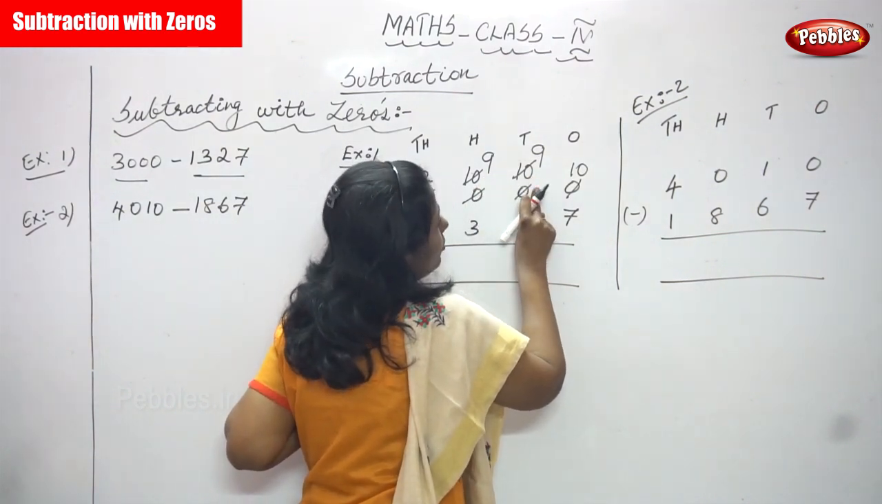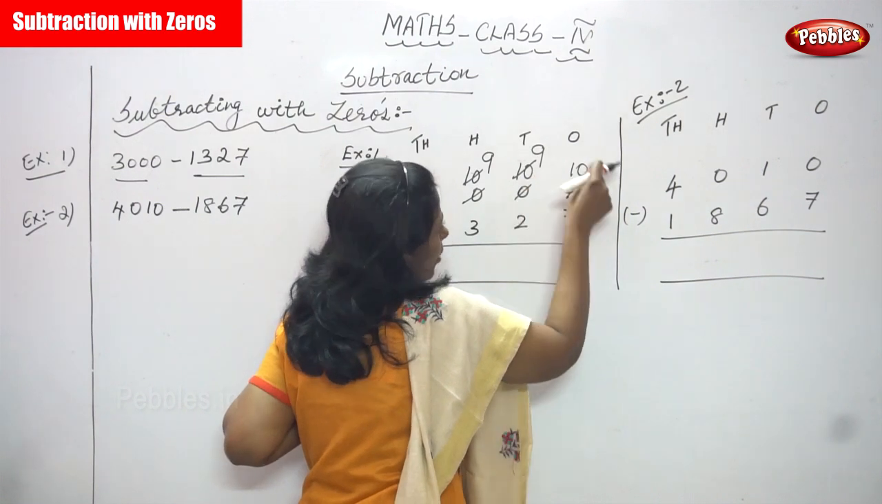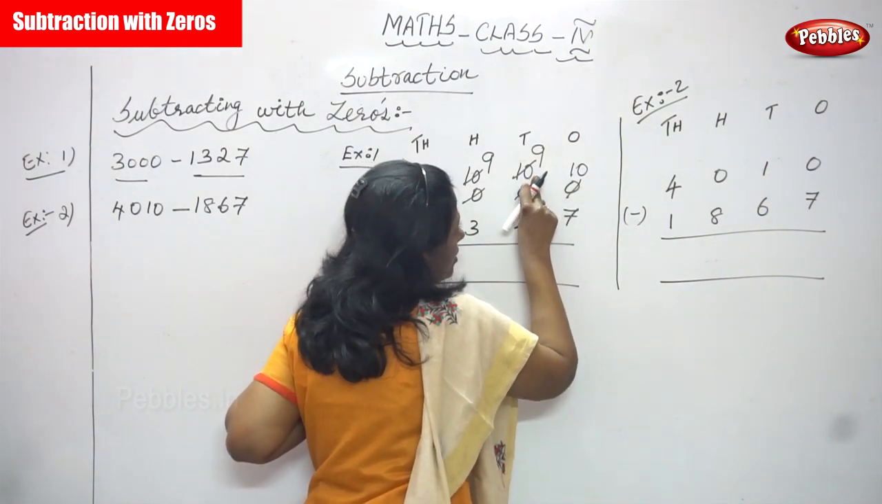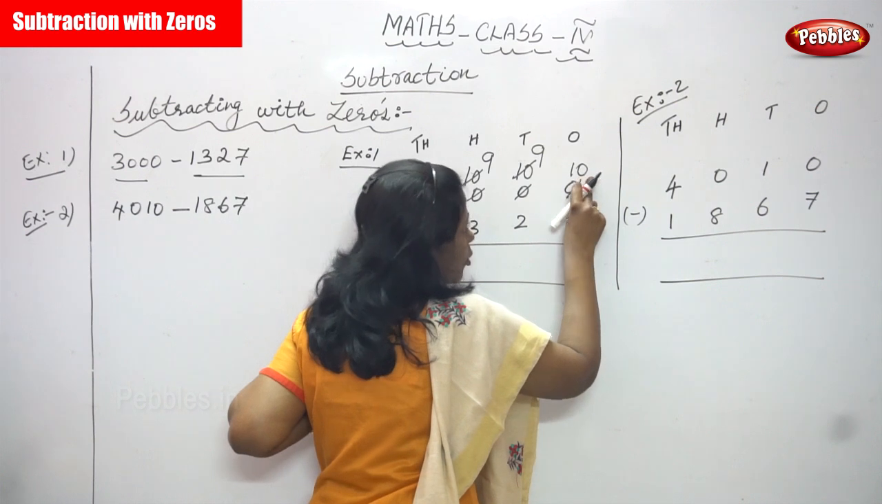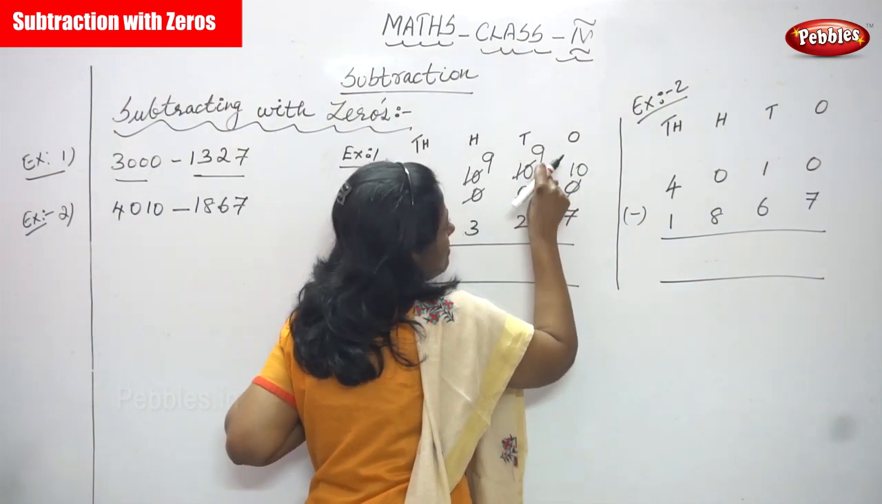Again I have to borrow from the tens place. So I have to borrow 1 here. This ones place 0 becomes 10 and this 10 becomes 9.